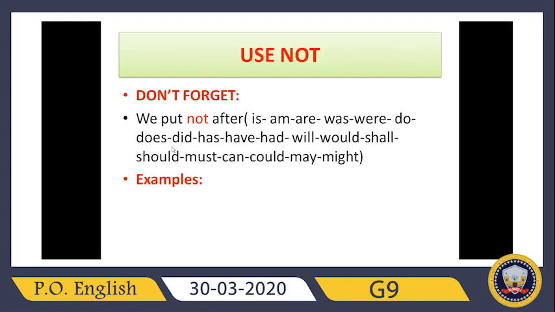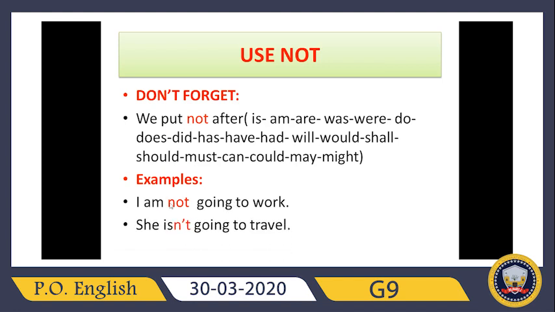Let us see. Here, I am not going to work. Why? Because I look just at am. And here is. So I put not after it. And here we aren't going to play football. Again, in apostrophe t, it is the same as not.